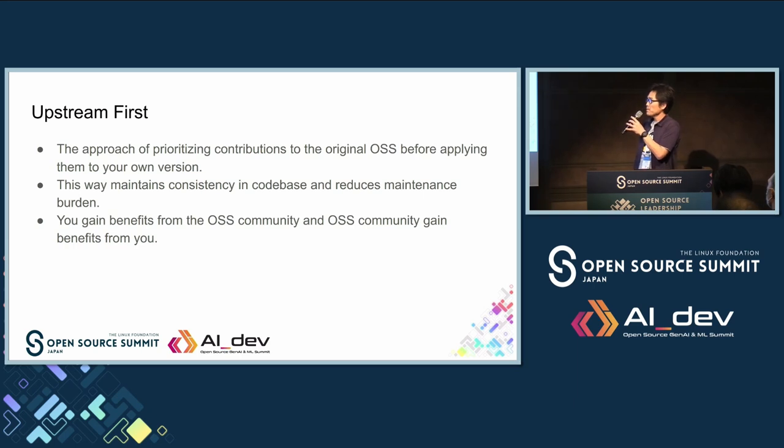So what is upstream first? Some of you may already know this word, but I will explain this time. Upstream first is an approach of prioritizing contributions to the original OSS before applying them to your own version. This way maintains consistency in the code base and reduces maintenance burden. You gain benefits from the OSS community, and the OSS community gains benefits from you.